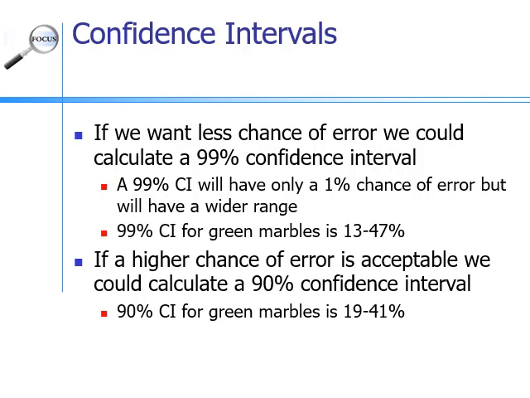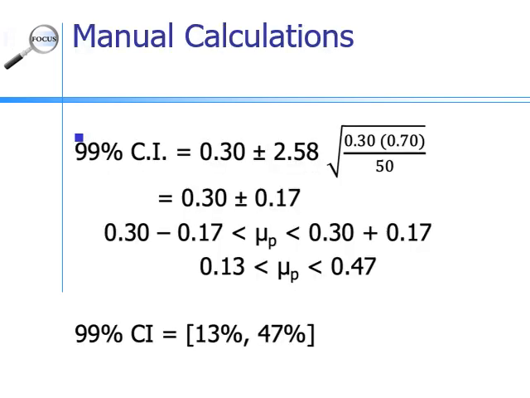And if we want to have a 99% confidence interval, we're allowing only 1% error. So we can always change that, or if you want more error to occur, like 10%, we can compute the 90% confidence interval for the green marbles. And you have those manual calculations for the 99% CI.